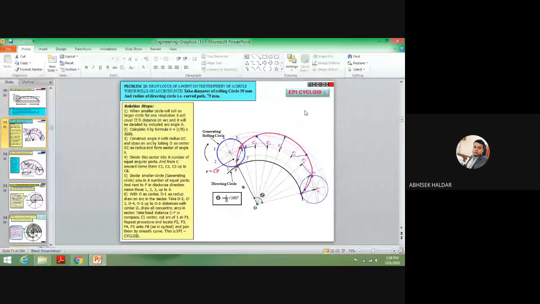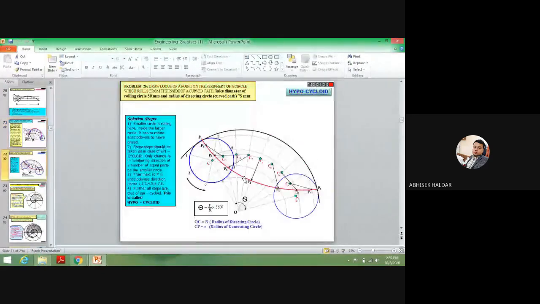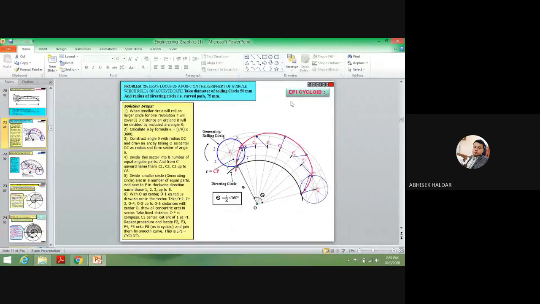Because the next drawing or next question will be your hypocycloid. Let me tell you about the hypocycloid also. Only a single difference is there. This rolling circle will roll under this curved path. I'm showing you. The concept is the same, the methods are also the same. Here this is my curved path or the directing circle, and this blue one is my rolling circle. It is rolling under the curved path, or under the directing circle. That curve is known as your hypocycloid. But we will now discuss the epicycloid.